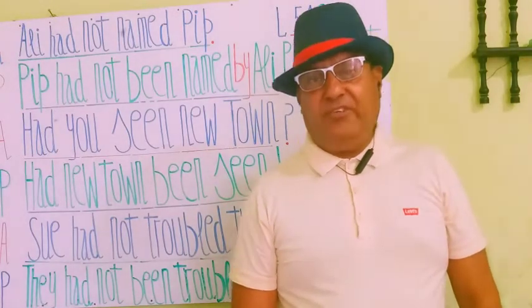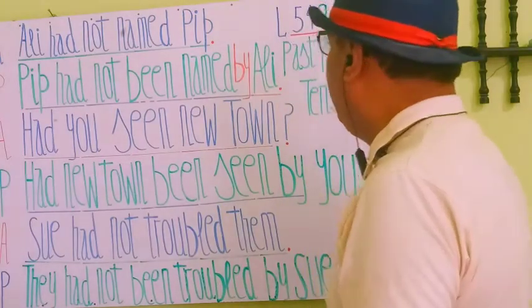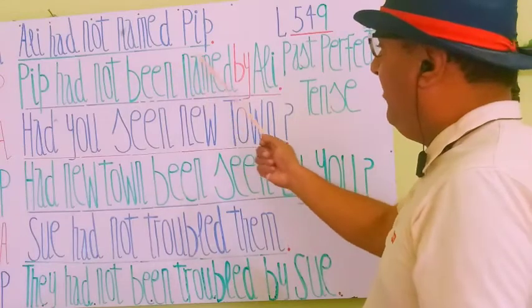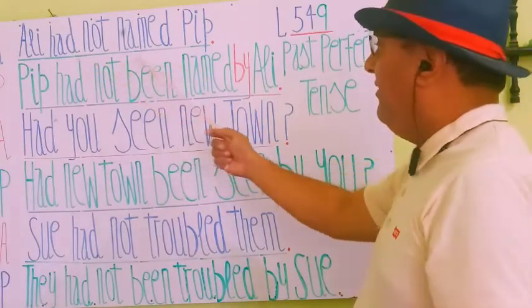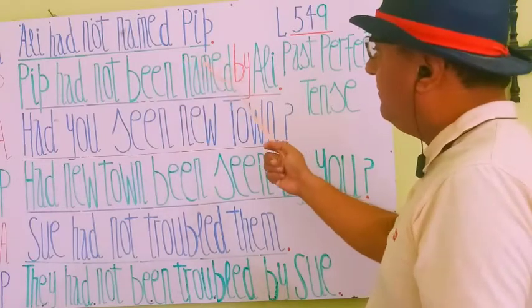Let's start our lesson on the whiteboard. Have you seen, my students? The first statement is: Ali had not named Pip. Ali had not named Pip.